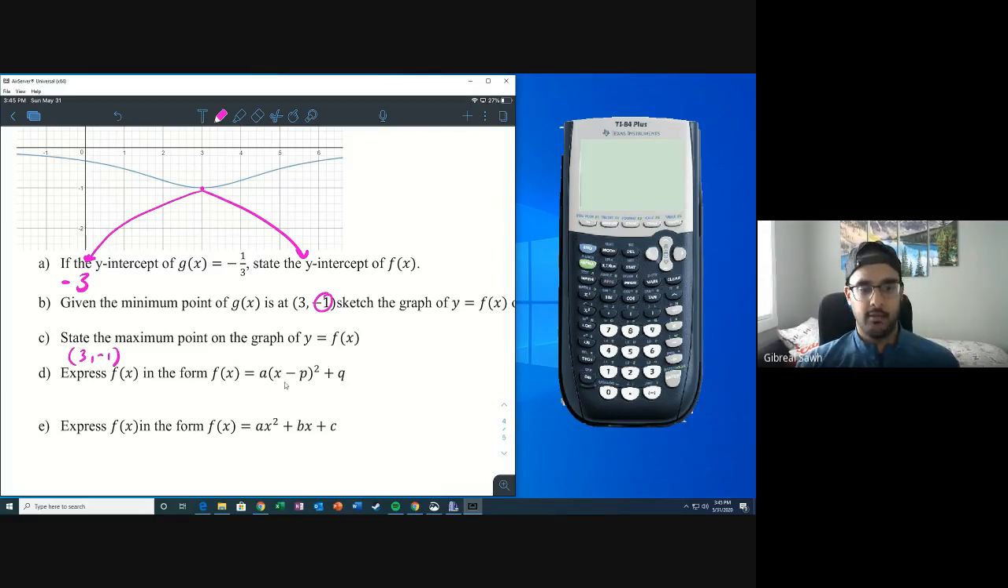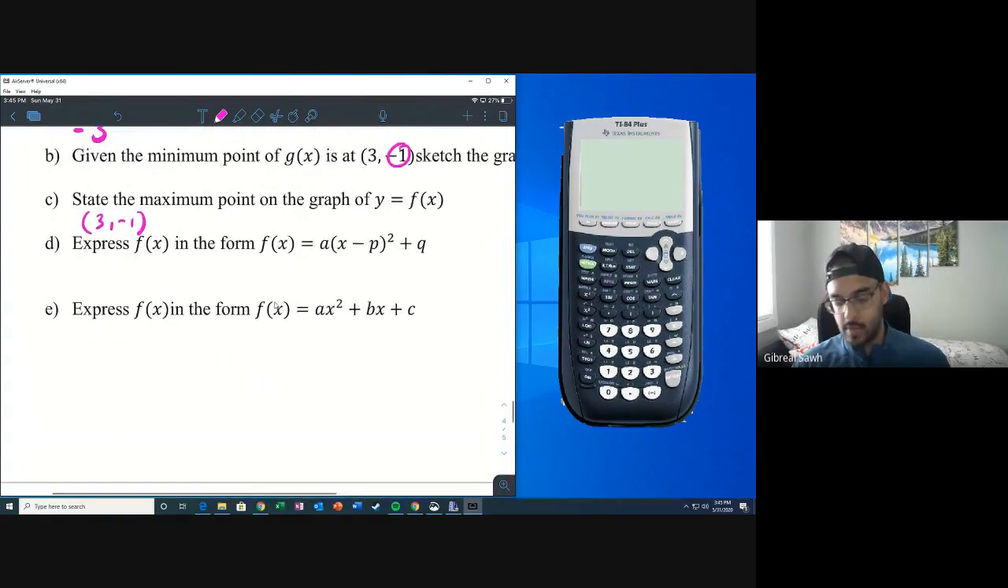Express f of x in the form provided. So I need to put it in vertex form. I know what the vertex is. I have the intercept, so I have another point. I can solve for a. So let's go do that. Now, when I did this the first time, I made a mess of things because I forgot a negative. So be very, very careful.